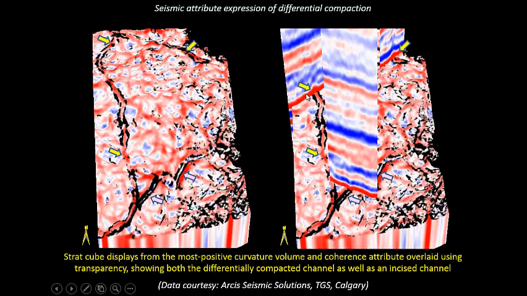I bring in coherence display using transparency, and notice again the coherence doesn't give us the distinction between the differentially compacted channel and the other one, but the curvature, because it is a shape attribute, it can do that. So this is the seismic signature of an incised channel. This is a seismic signature for a differentially compacted channel, and similarly this one.